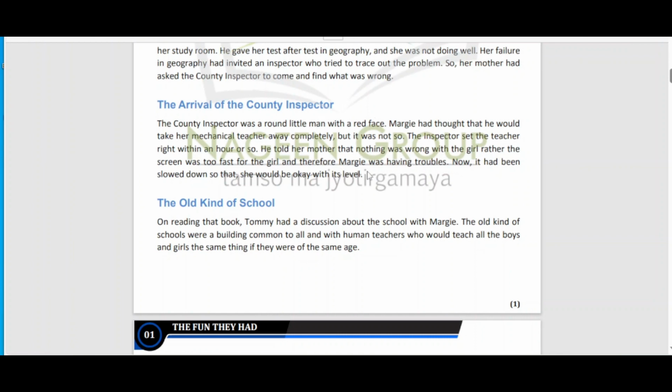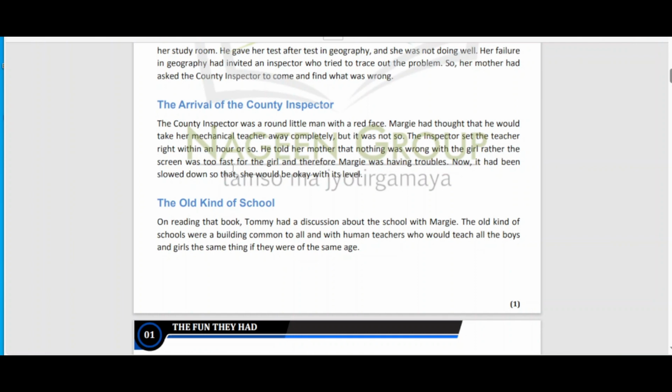It means here the mechanical teacher, or the mechanical portion, had been slowed down so that she would be okay with its level. The level was very quick, and now after repairing it, the level becomes very slow so that it is good for Margie. It is according to the level of Margie.